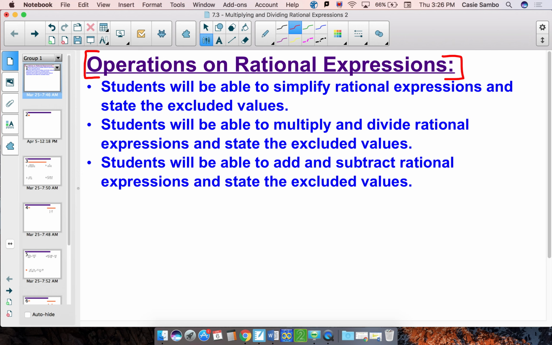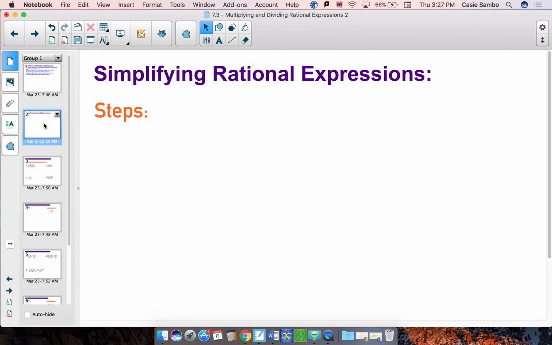While you're writing that, our objectives for this lesson are to simplify rational expressions and state the excluded values, and we'll talk about that. Multiply and divide rational expressions, and then not in this video, but when I come back, we're going to talk about adding and subtracting rational expressions and stating their excluded values. All right, on to our first type of problem.